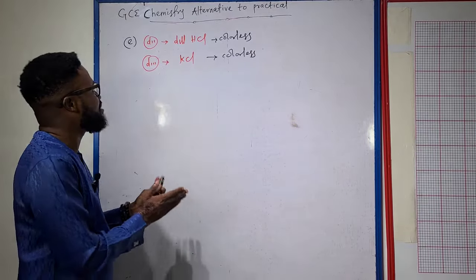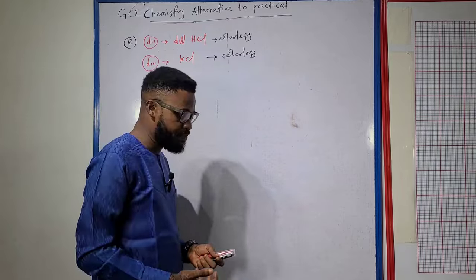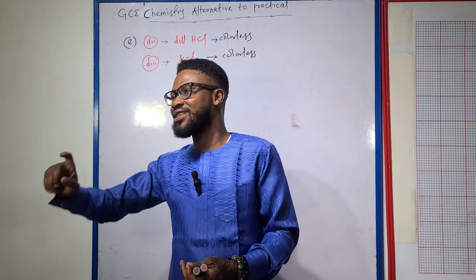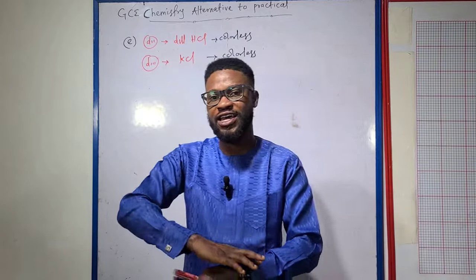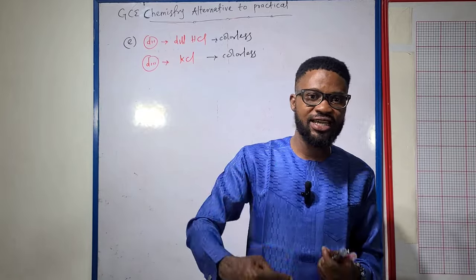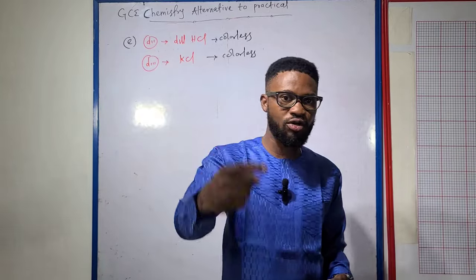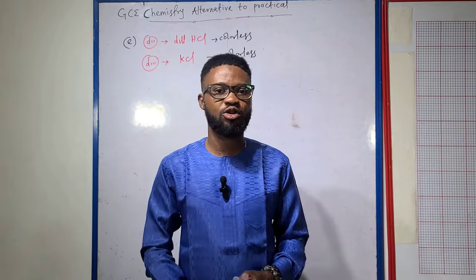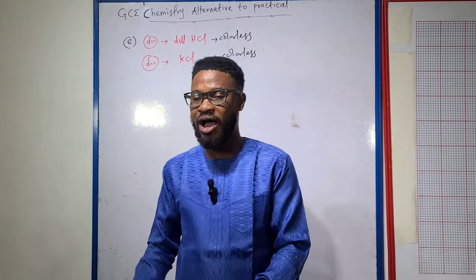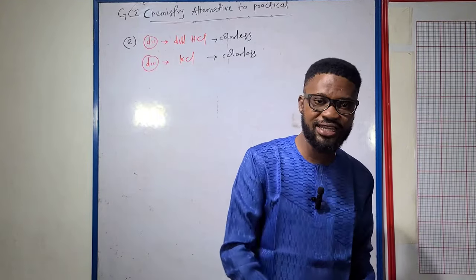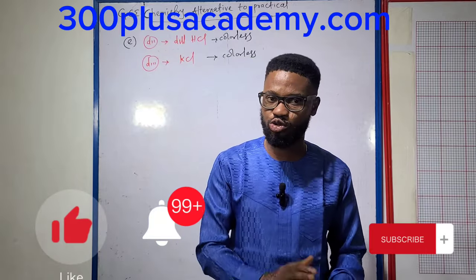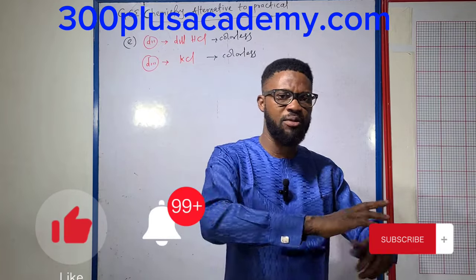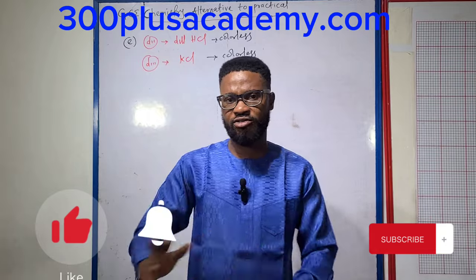So it is not every time you deal with calculations, but you need to know the principles behind some of those things. Things like indicators, things about what titration in itself is all about, that you're going to see in the next content that we are going to drop at 300 plus. We're going to talk about indicators, we're going to talk about titrations, we're going to talk about the apparatus you need, we're going to talk about everything you need to know. And also we are going to deal with all of the calculations, talking about molarity in mole per dm cube, in gram per dm cube.